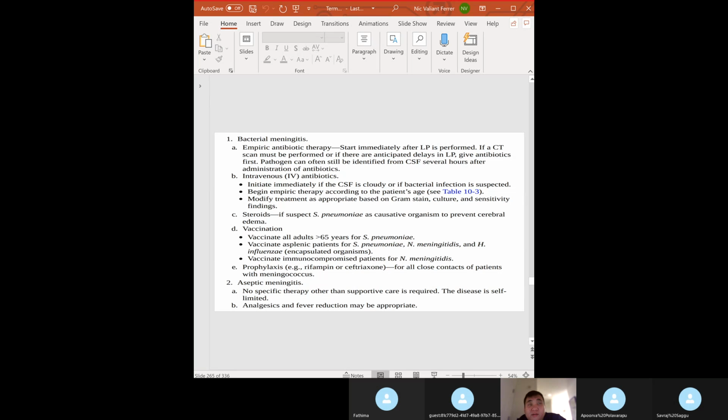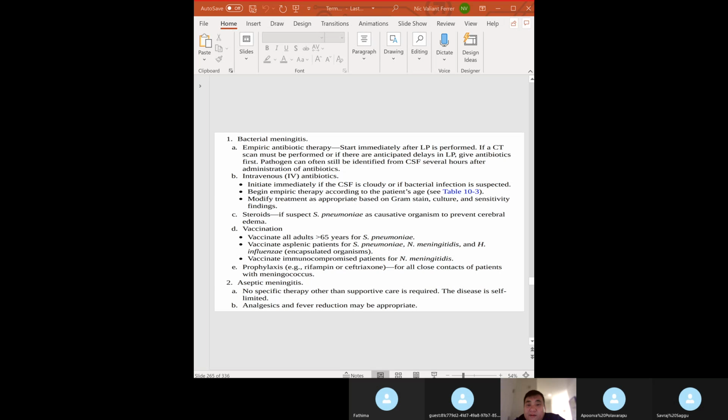For example, your patient who has, my God, I'm blanking out. Asplenic patients. What's the most common cause of asplenia? The removal of sickle cell, excellent. And if they are immunocompromised. You can also give prophylaxis, rifampin or ceftriaxone, okay?